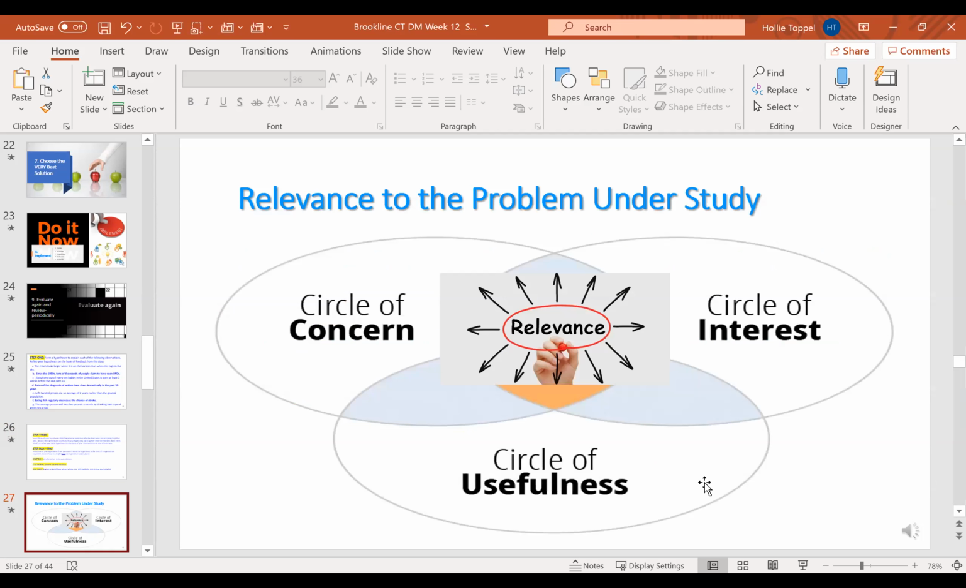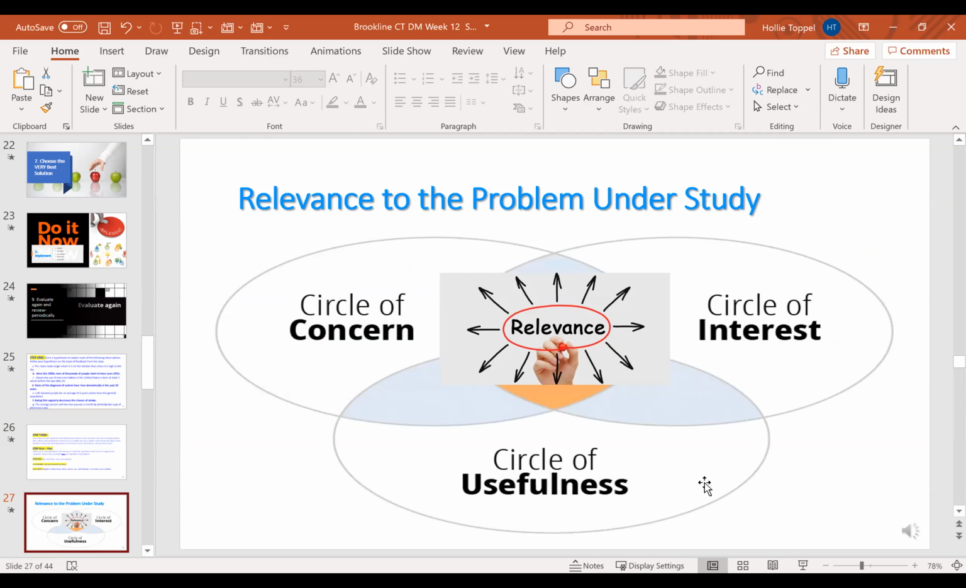Relevance to the problem under study. What is the relevance of any of those things that we have said? Are they relevant compared to some of the medical, compared to COVID? I don't think hardly any of them were. COVID is top priority right now. It should be.